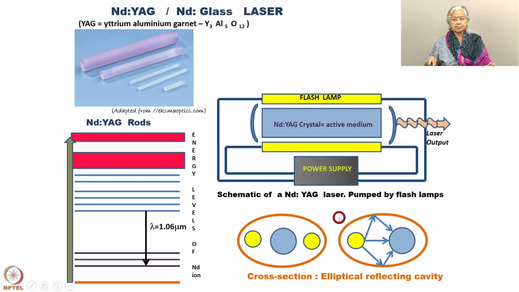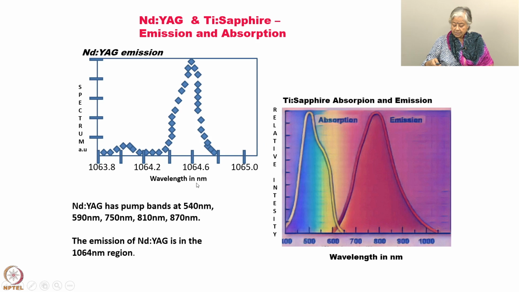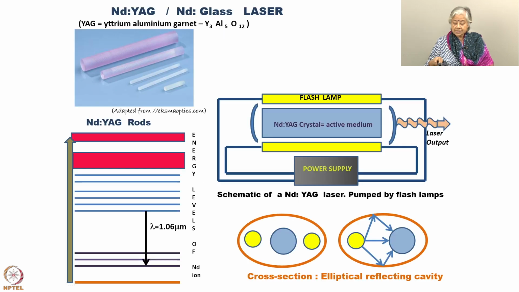Those are just some design things, but in principle, placing the rod and the flash lamp at the two foci of the ellipse is a very efficient design. Nowadays, of course, you can pump it by diodes also, which makes it more compact, but to understand the basic principles of how it works, this is how it is done.